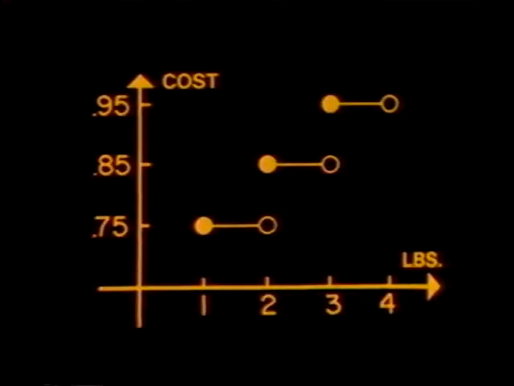Notice it progresses in jumps. The value of the function is 75 cents for values of the domain from 1 to 2 pounds, including 1, excluding 2. 85 cents for 2 pounds to 3 pounds, and 95 cents for 3 pounds to 4 pounds. Note the solid dot on the left side of the weight scale and the open dot on the right side.